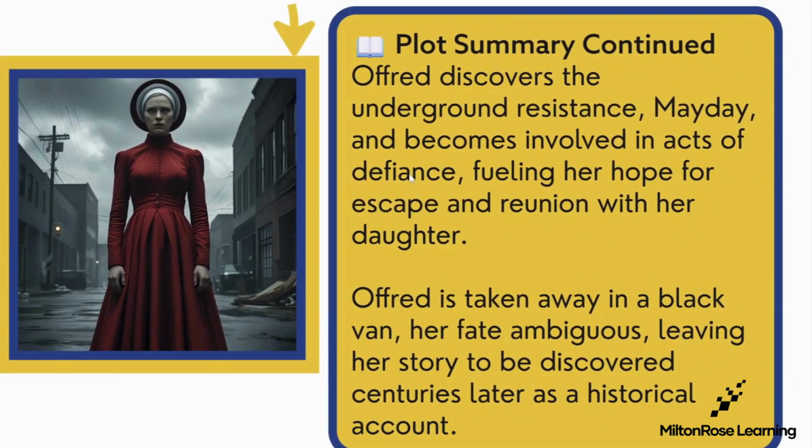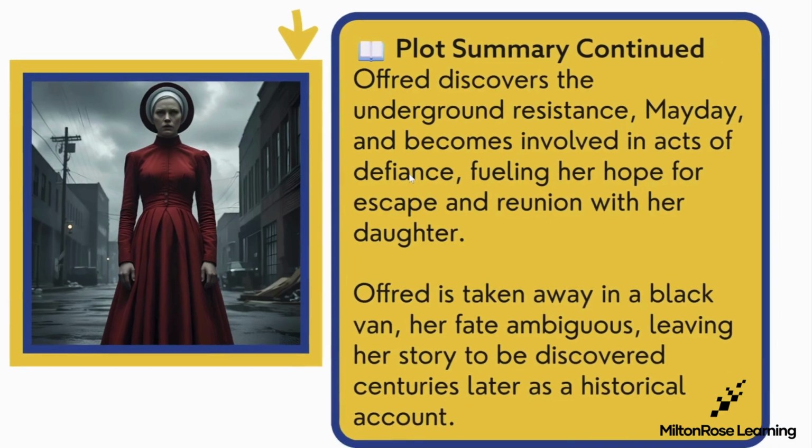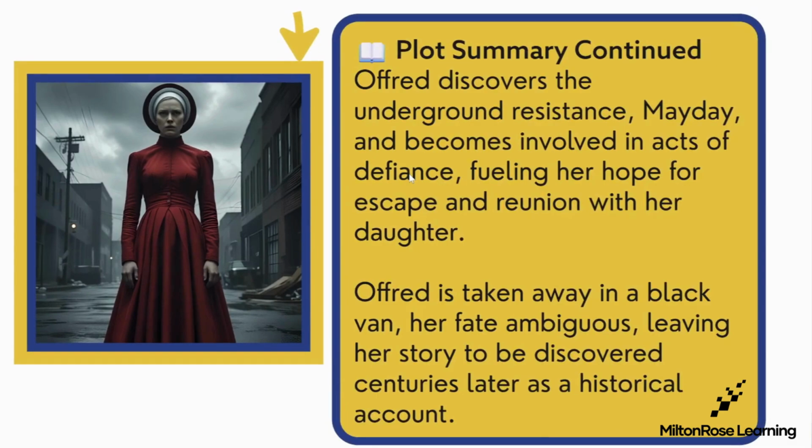Offred discovers the underground resistance, Mayday, and becomes involved in acts of defiance against Gilead, fueling her hope for escape and the reunion with her daughter. Offred is taken away in a black van towards the end. Her fate is left very ambiguous, quite famously, and it leaves her story to be discovered centuries later as a historical account. Okay, so it doesn't necessarily have a happy ending, if I can put it that way. Apologies for the spoiler alert, but nevertheless, that's what happens, and it's very interesting the way the novel ends in that way, and you'd want to be teasing that out with your teacher, why the ambiguity at the end.